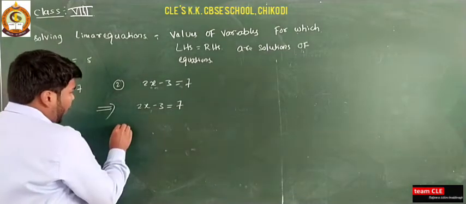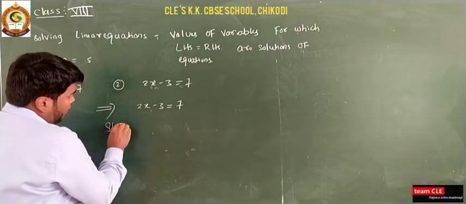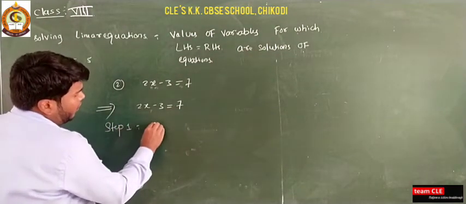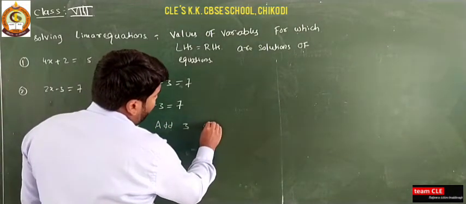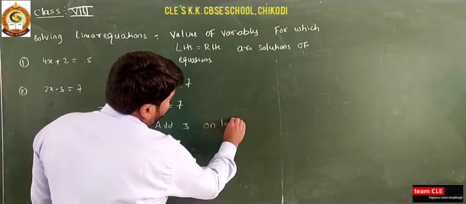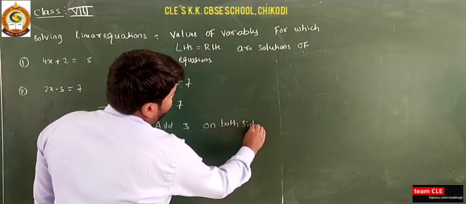What do I do? Just I add. Step 1: I add 3, add 3 on both sides.